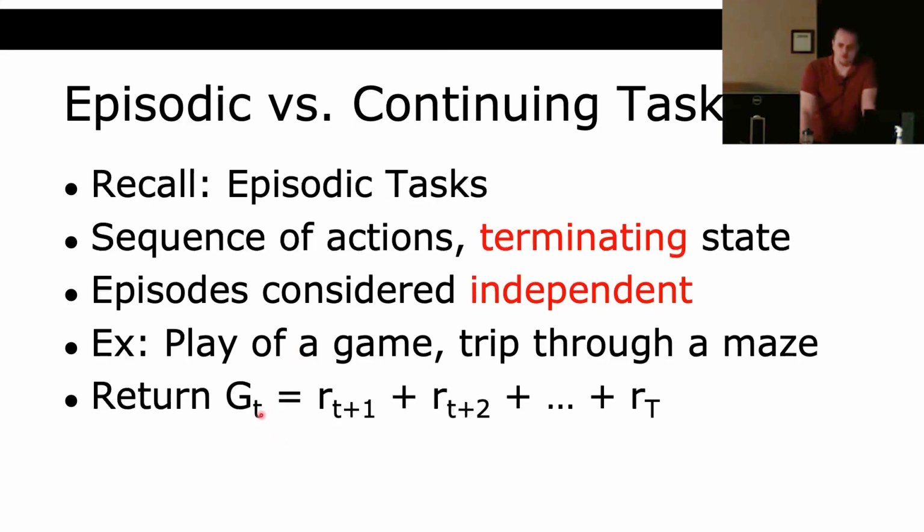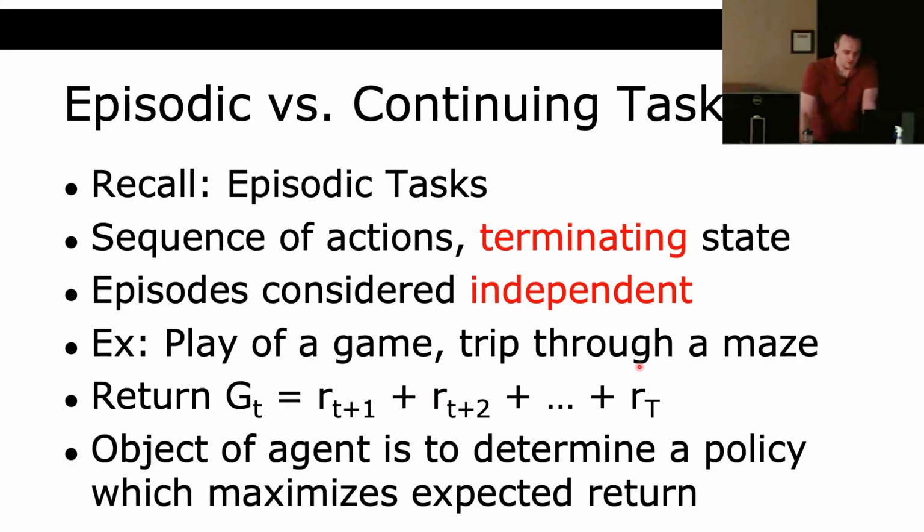And so here, the return is the sum of a finite number of things with an actual terminating state, or a terminating time, capital T. So we can sum all of these things up. So the objective of the agent is to determine a policy which maximizes that expected return.